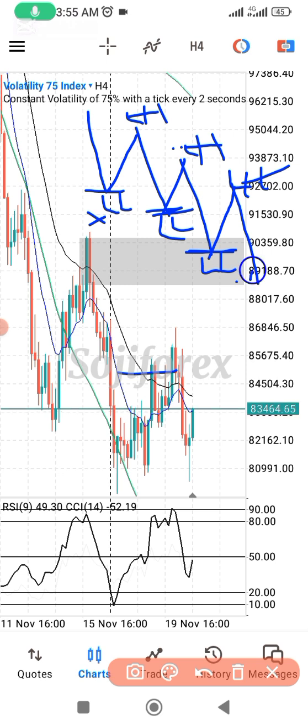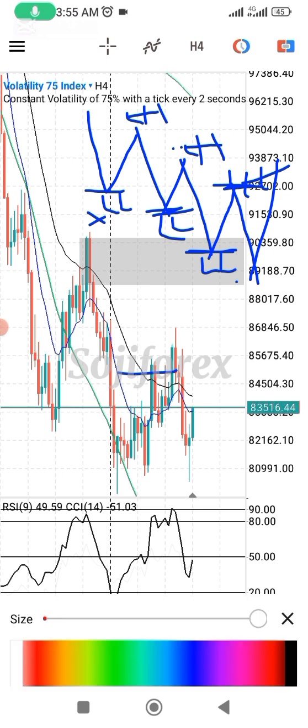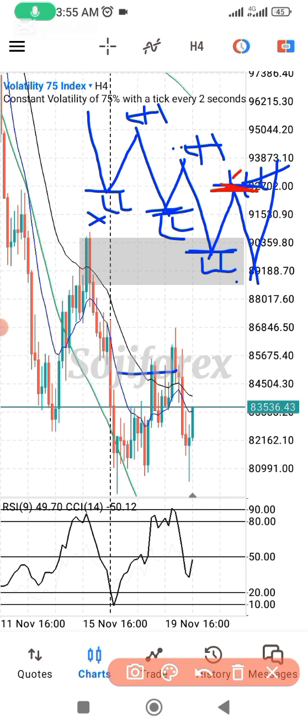So anytime price takes the liquidity of this lower high zone, anytime price takes away this liquidity of a lower high zone to the upside like this, it means there is a break of structure.